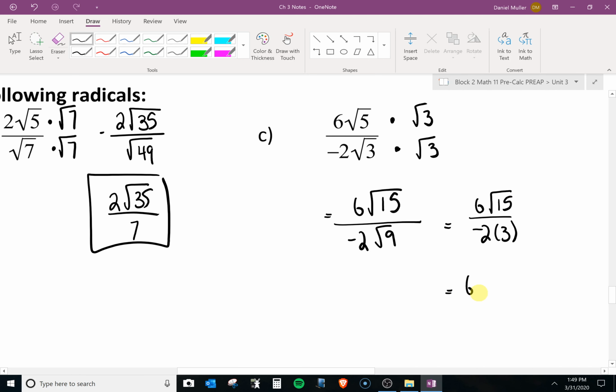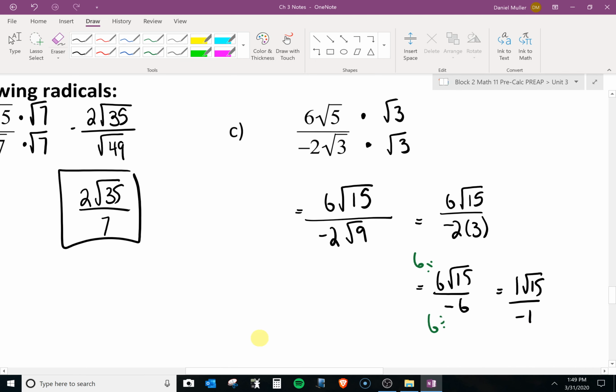Now the top is a 6 square root 15, and the bottom is a negative 6. And these can both be divided. The outside numbers can both be divided by 6, so I'll do that. So I have 6 divided by 6 is 1 square root of 15. And then negative 6 divided by 6 is negative 1.